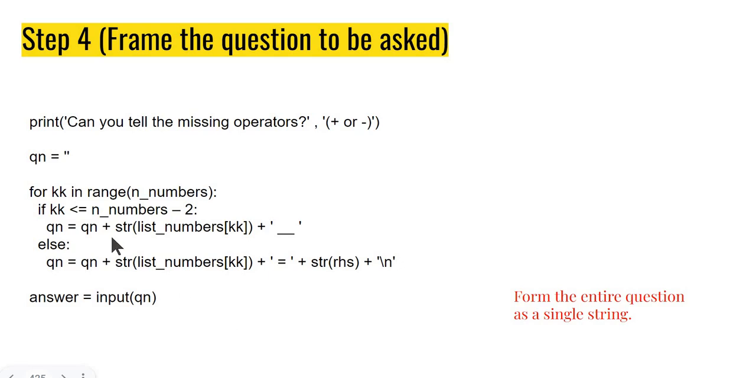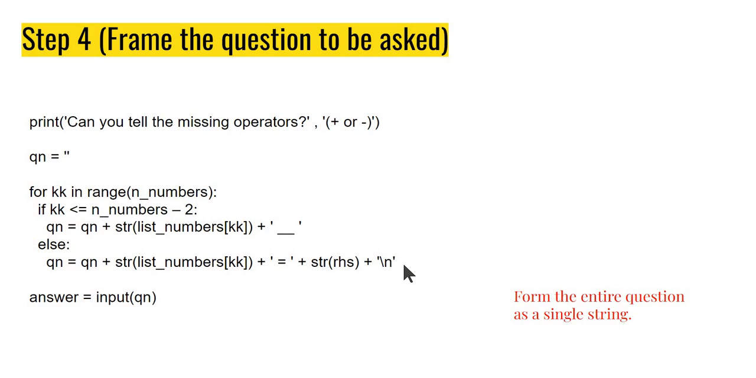So what I'm going to do is first create this string called question, and then I'm going to add to that. And the way I'm going to create the question is actually quite simple, quite logical. Basically, I'll just go through all the numbers. For the first few numbers, I just keep adding question plus number and a dash. And for the very last number, notice, with n numbers, kk is going from 0 to n numbers minus 1. So if kk is less than or equal to n numbers minus 2, I'm not at the last number, and I keep doing this. Else I complete the question for the last number.